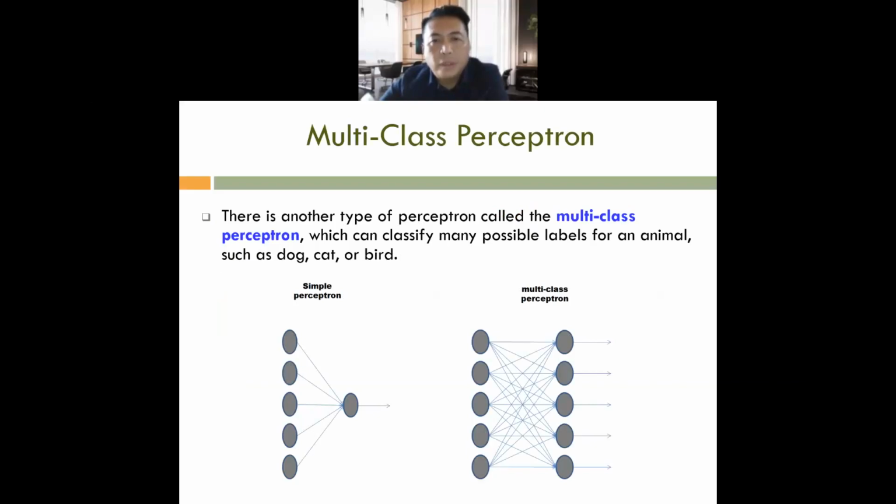But when we talk about the multi-class perceptron, just now we talked about a simple perceptron that does prediction for two classes. For multi-class perceptrons, basically we are combining a few simple perceptrons here. So in this case, we have 5 classes.